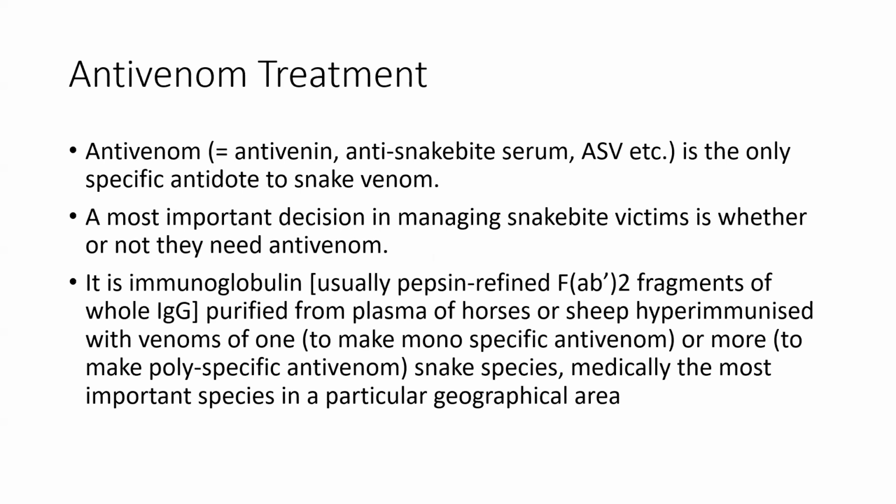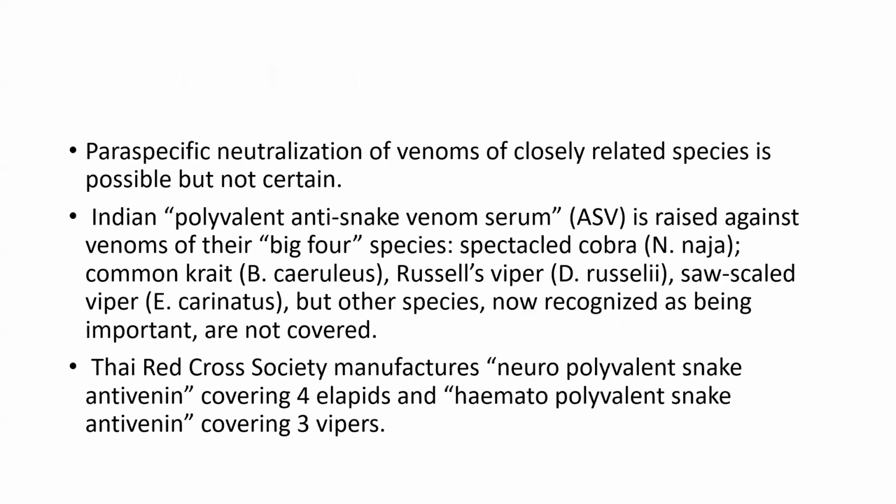Then regarding antivenom treatment. Antivenom is the only specific antidote to the snake venom. The most important decision in managing snakebite victim is whether or not they need antivenom. It is the immunoglobulin purified from the plasma of horse and sheep, hyperimmunized with the venom of one or more snake species, medically the most important species in particular geographical area. Then the pre-specific neutralization of the venom of closely related species is possible but not certain.